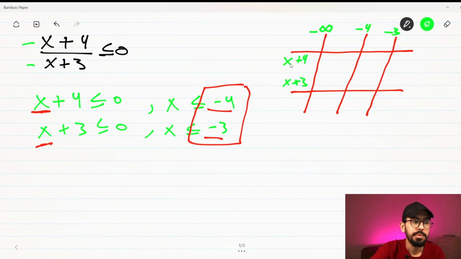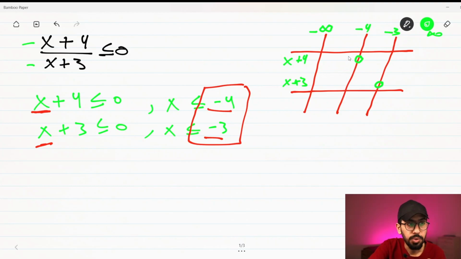So what can we do now? For x + 4, when x is minus 4, it will be 0. And when x is minus 3, it will be 0 here. Now we need to put signs here. Between minus 4 and minus infinity, there is minus 5, minus 6, minus 7. And between minus 4 and minus 3, there is minus 3.2, minus 3.3, and so on. And from minus 3 to infinity, there are the greater numbers, minus 2, minus 1, and so on.